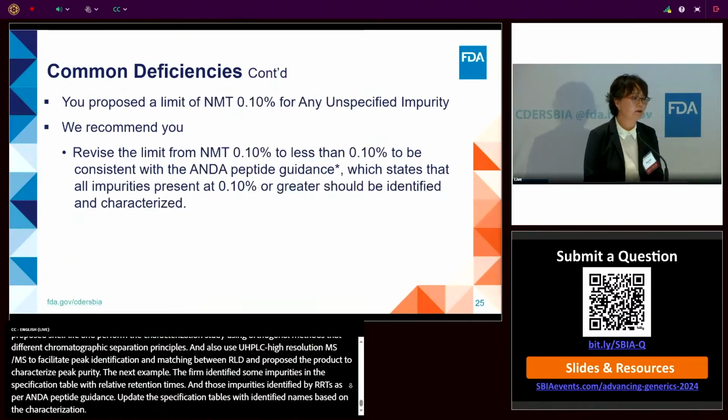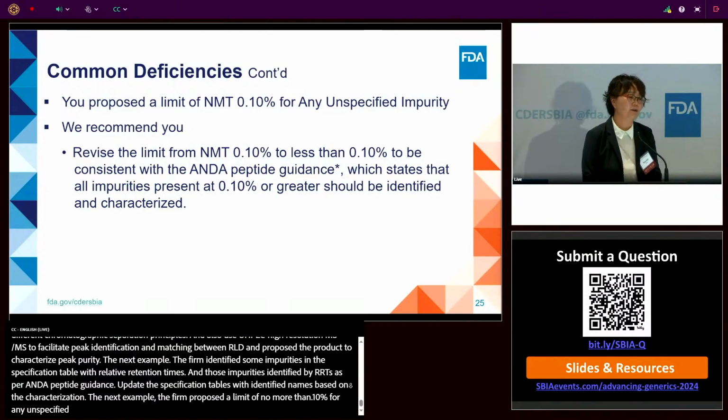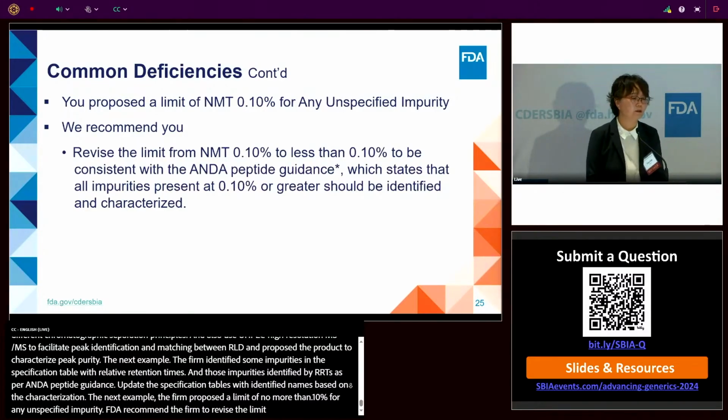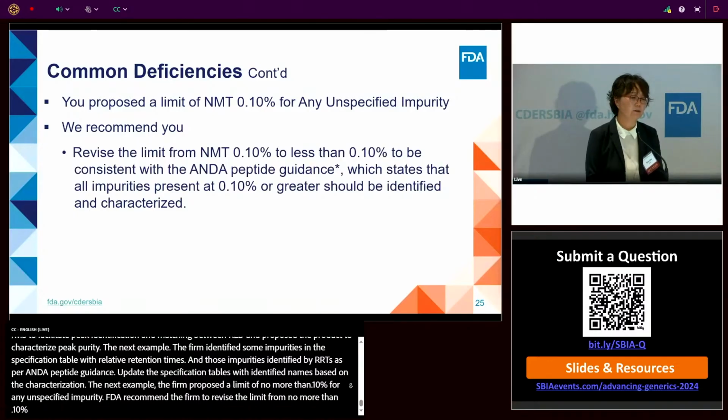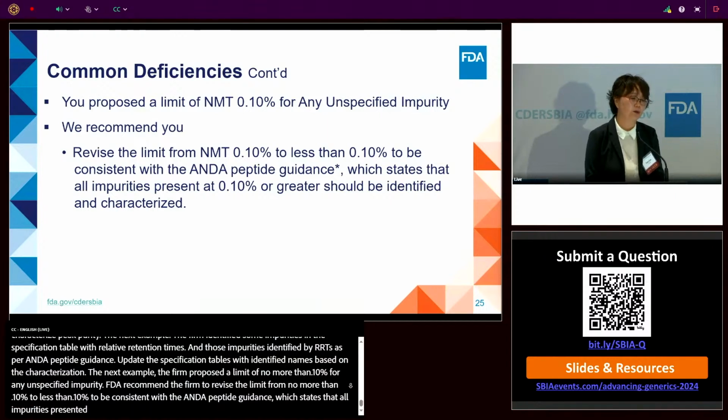The next example, the firm proposed a limit of no more than 0.10% for any unspecified impurity. FDA recommends the firm revise the limit from no more than 0.10% to less than 0.10% to be consistent with the ANDA peptide guidance, which states that all impurities present at 0.10% or greater should be identified and characterized.